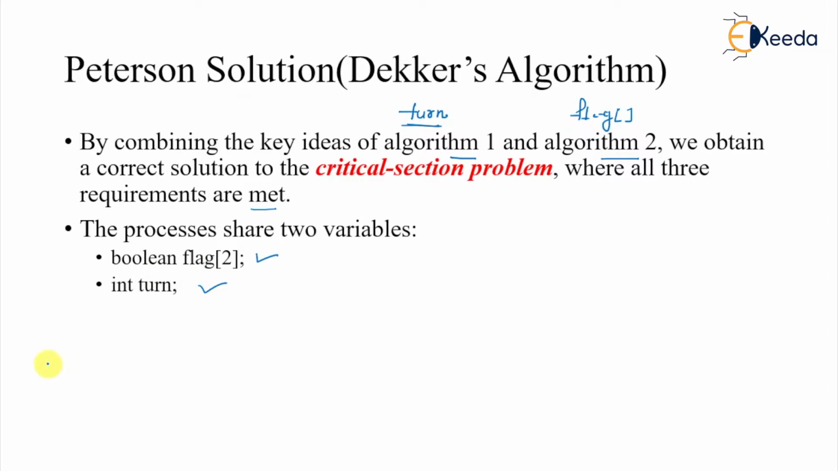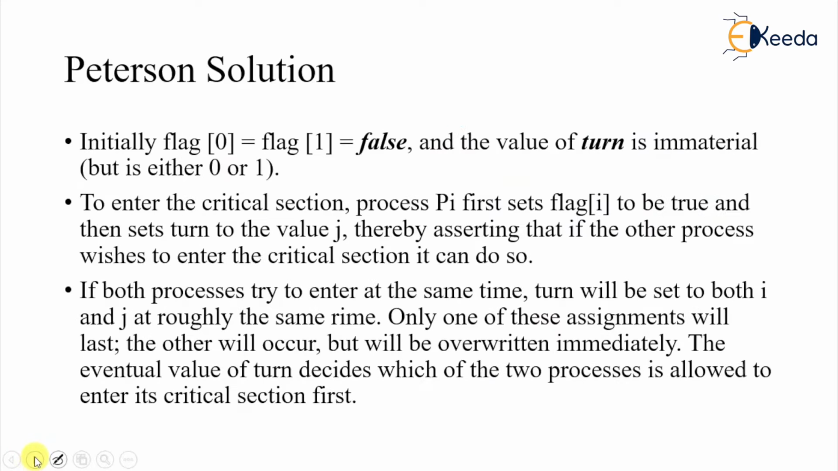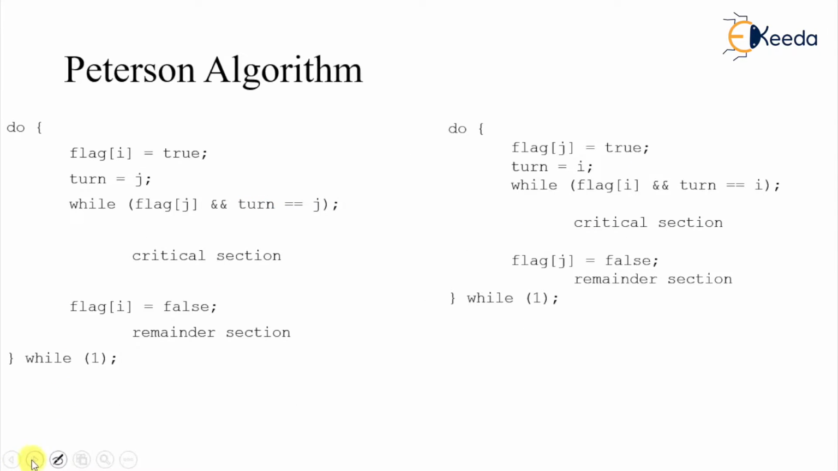So now we have both: a boolean variable as well as the variable turn. In Peterson's solution, flag 0 and flag 1 are false initially, and the turn value is immaterial, but it is either 0 or 1. To enter the critical section, process pi first sets flag i to be true.